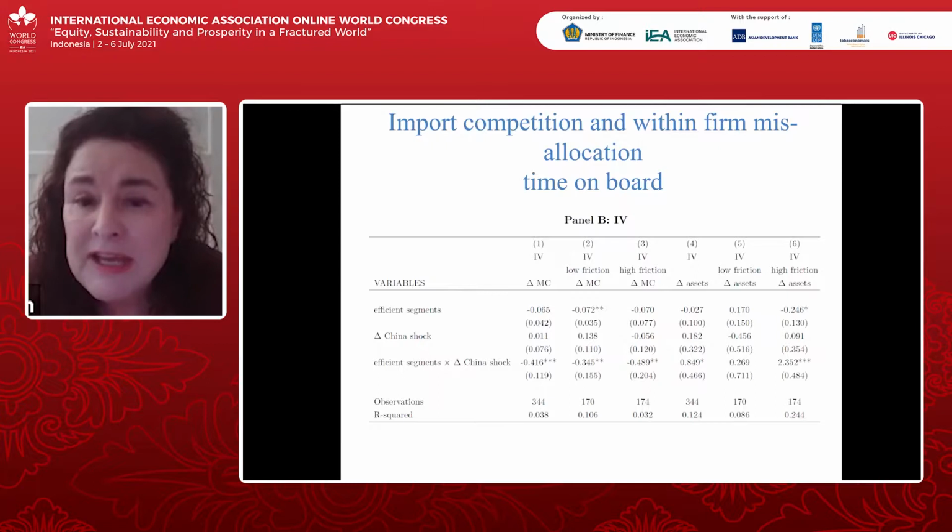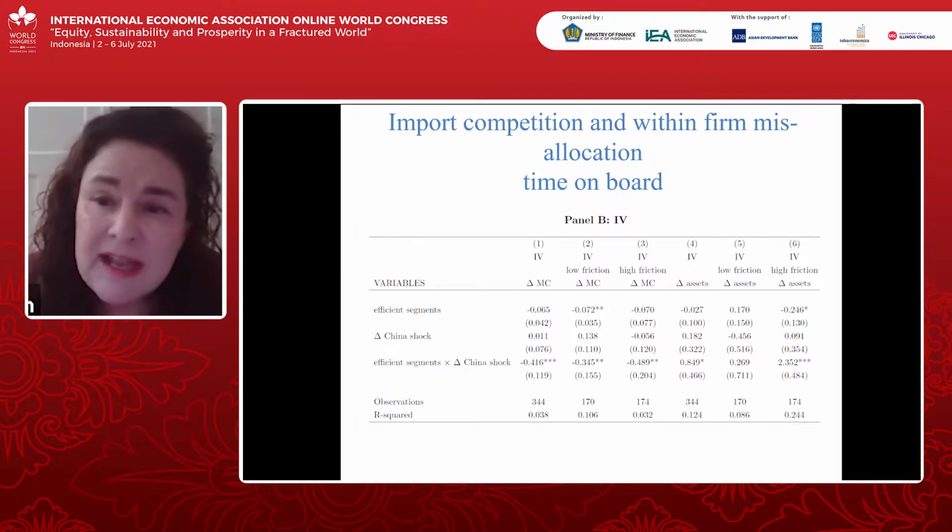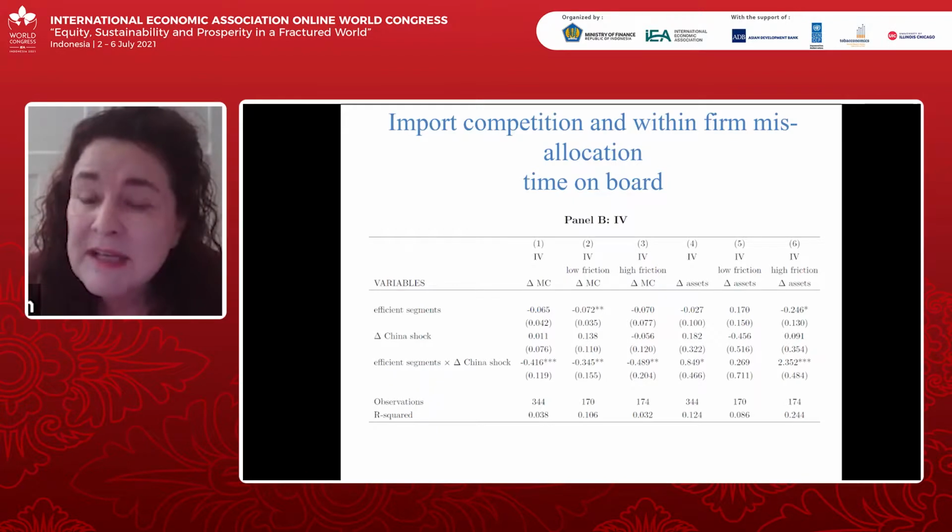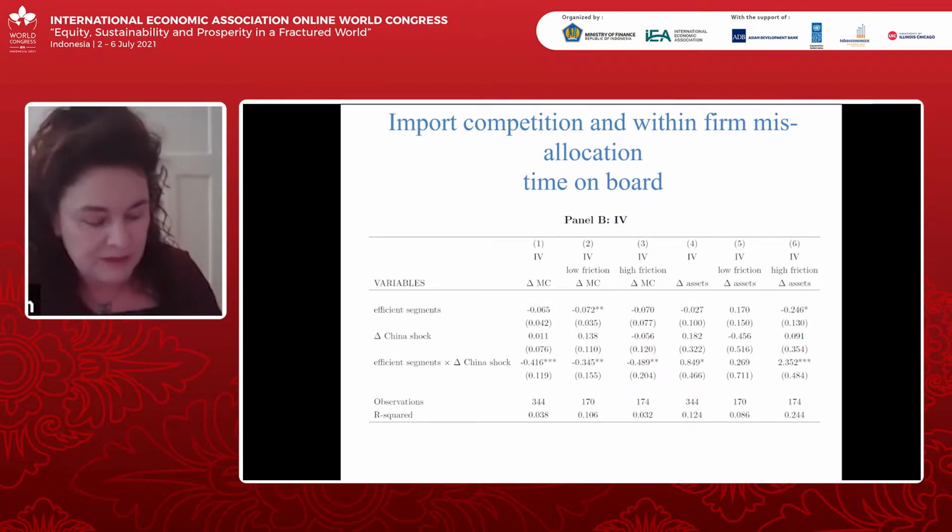And then in column 3, we look at the firm with high informational friction, in which the CEO tenure is only short, and there the negative effect is even stronger. And then we look at the assets, and we see that the China shock leads to a reallocation of assets to the best segments. The coefficient is positive, and column 6 shows that this effect is much stronger in firms in which there is a high information friction. So let me end here.